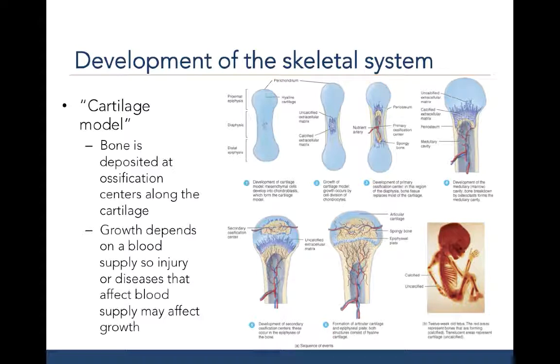As we see in part 2 of the diagram, growth occurs by cell division of chondrocytes found in the middle of the diaphysis. In part 3 of the diagram, the blood supply forms in the diaphysis, providing nutrients. Without the blood supply, the bone cannot grow, so any injury or disease that affects the blood supply will affect its growth.